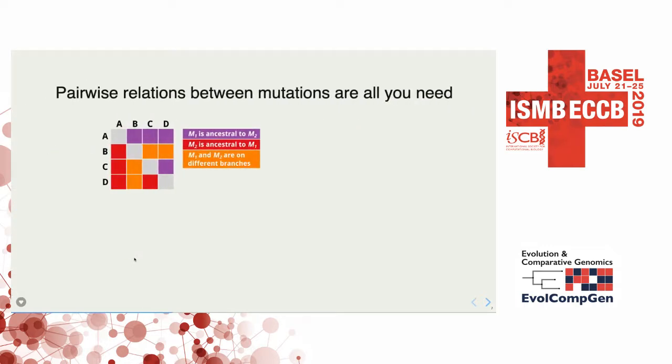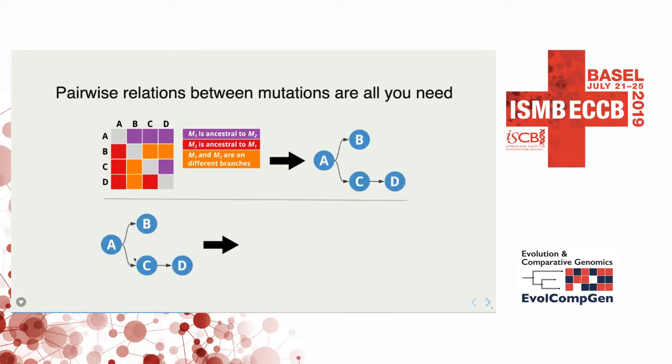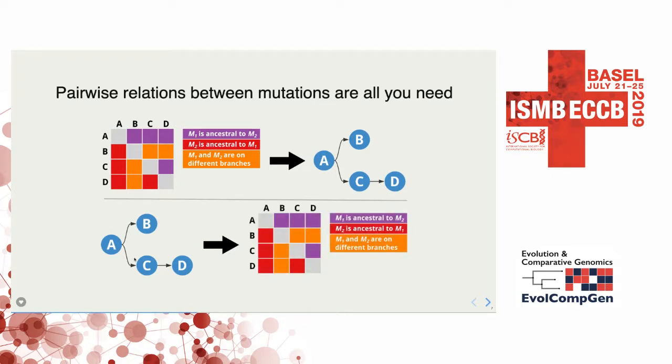So the claim I'm going to make is that all you need are pairwise relations to get a tree. If you come to me with this matrix, and that tells me which of those 4 relations every pair of your 4 mutations, A, B, C, D, falls into, I can give you a tree. Likewise, if you give me a tree, I can give you that matrix.